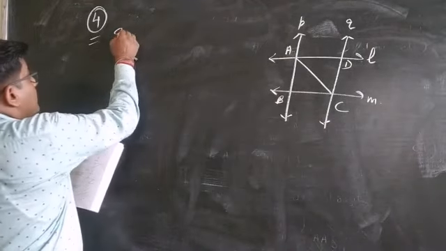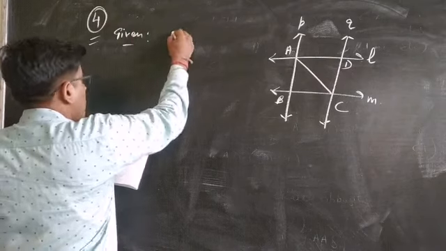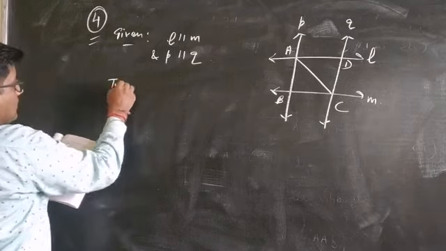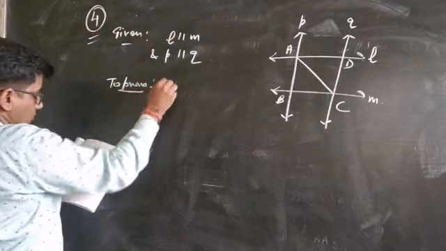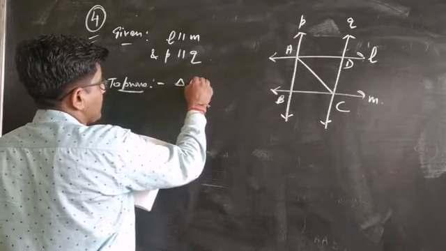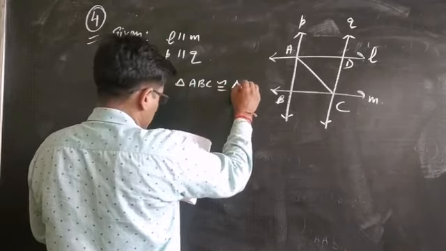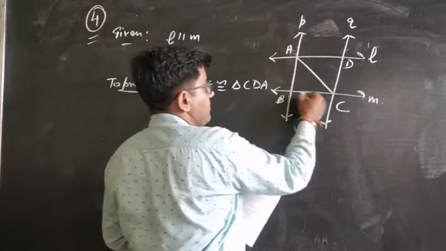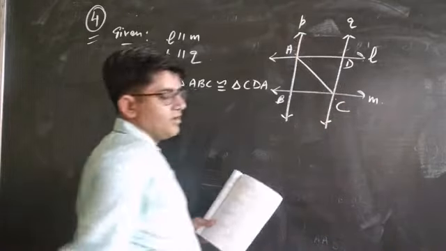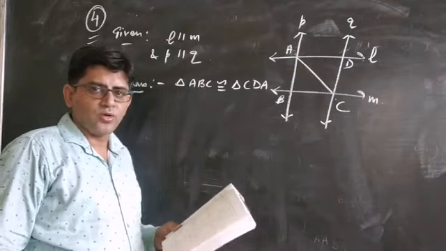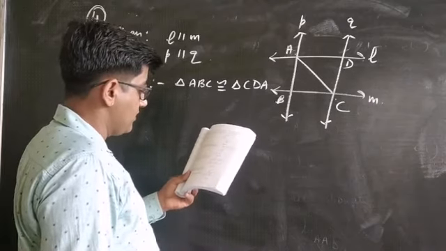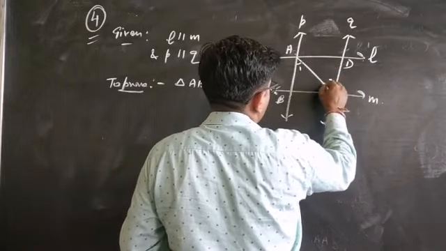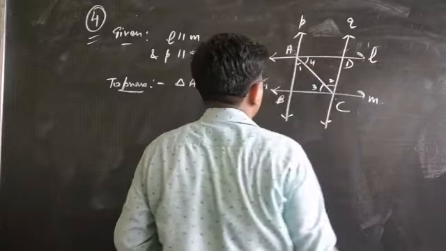So first of all, we'll write given. Given, we will write L is parallel to M and P is parallel to Q. Then to prove, we have to prove that triangle ABC is congruent to triangle CDA. These two triangles to be congruent, this one ABC and CDA. Now for proving it, first of all, we will take this angle as angle 1, angle 2, this one as angle 3 and angle 4.